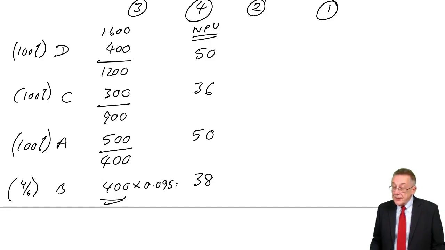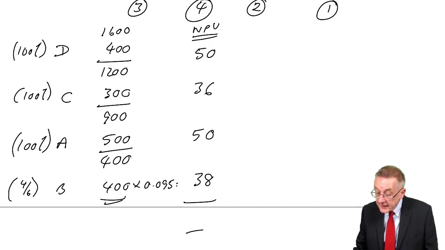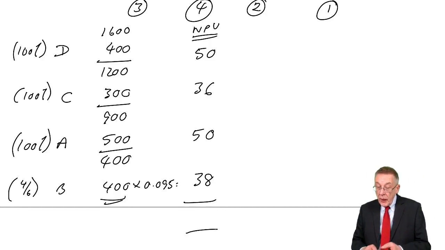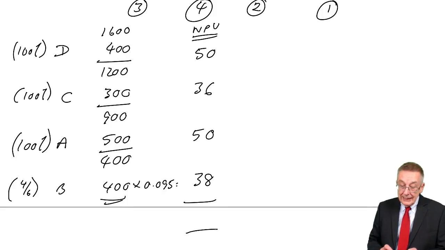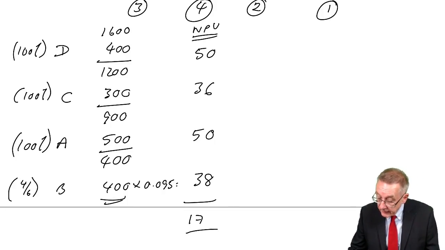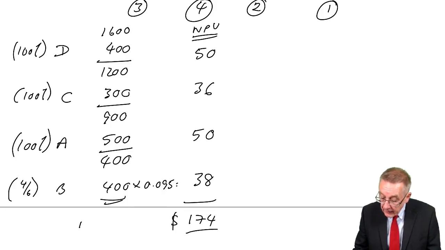So there's how we'll invest. And as a result, what is the maximum NPV? 50, 36, 50, 38, 174. There is the maximum NPV.